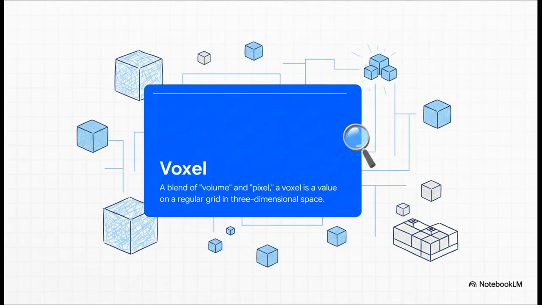Well, the answer is the voxel, and the name kind of gives it all away, doesn't it? It's a mix of volume and pixel. Yep, it's basically a 3D pixel, a tiny cube that sits on a grid in three-dimensional space. The absolute best way to think about it, it's a digital Lego brick. And you know what that means? You can build pretty much anything with them.